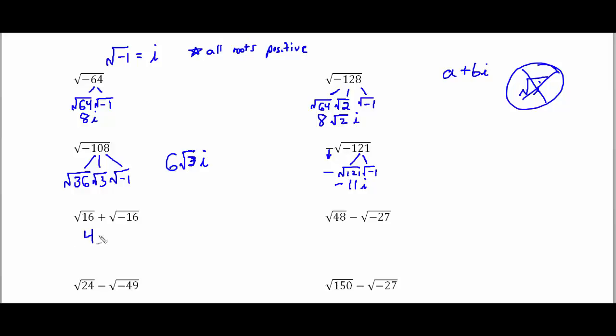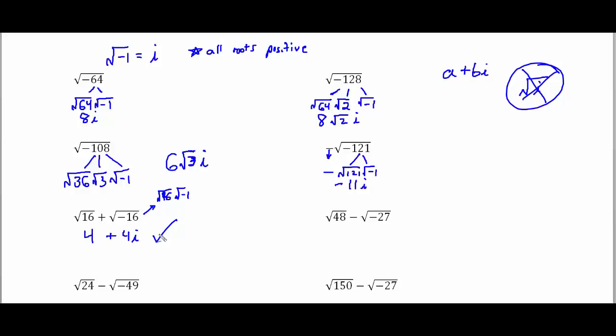So here is 4, and here is, if I break this down into the square root of 16 times the square root of negative 1, this is going to be a positive 4i. Now, will you combine this to make 8i? Will you combine this? No, you can't. This is actually the end of the problem. 4 plus 4i is the end.